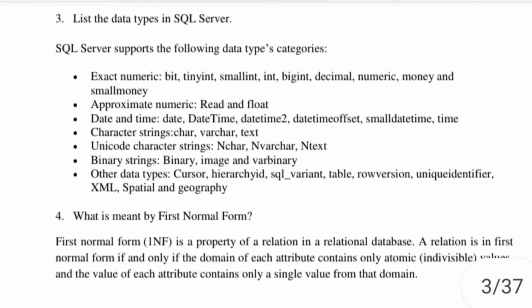What is meant by first normal form? First normal form, 1NF, is a property of a relation in a relational database. A relation is in first normal form if and only if the domain of each attribute contains only atomic, indivisible values, and the value of each attribute contains only a single value from that domain.